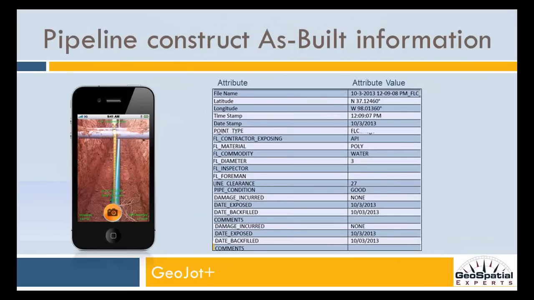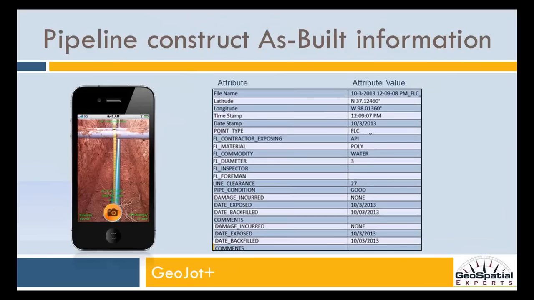GeoJot Plus has many uses with companies in the oil and gas industry. This is an example of the open trench photo and attribute documentation for a new pipe being buried below existing pipes. This is important information that needs to be captured before this trench is closed.